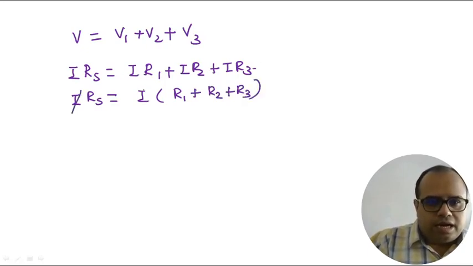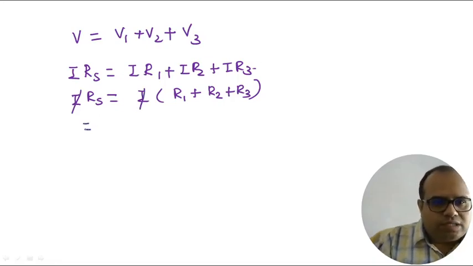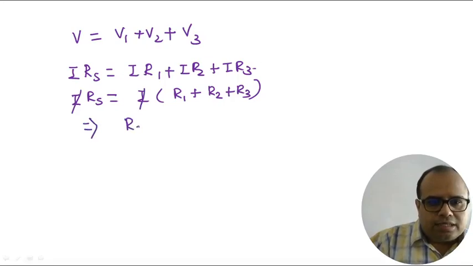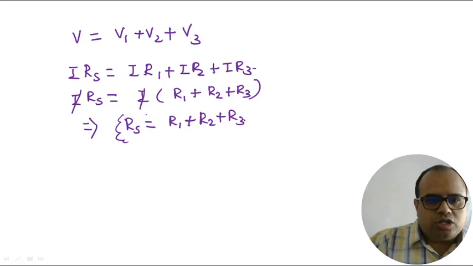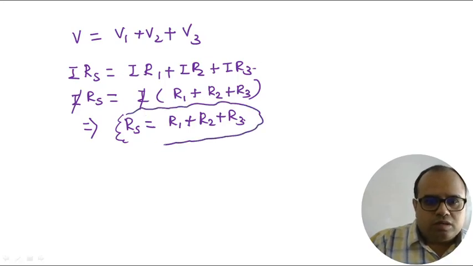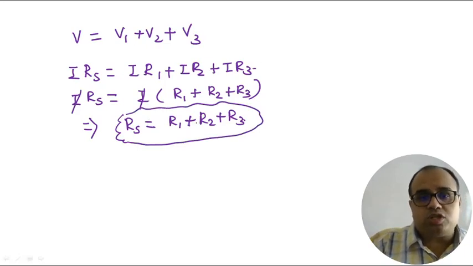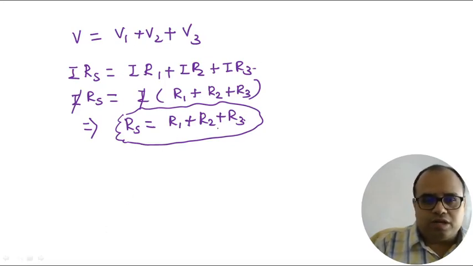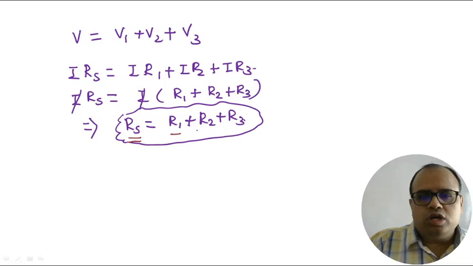And this I and I cancel. So what is left now is RS is equal to R1 plus R2 plus R3. So the resultant resistance of the series combination of resistors is RS equals R1 plus R2 plus R3. Basically, when you want to find the series combination of resistors, you simply add these resistors and you will get the series combination. So this is the answer.